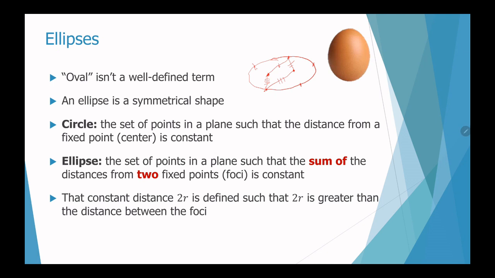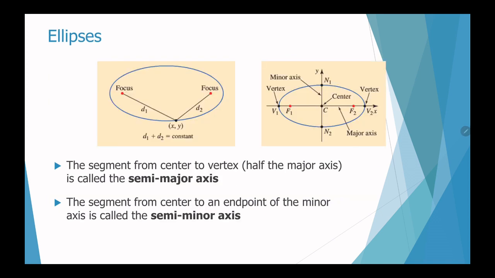We also know that the constant distance 2r is defined such that 2r is greater than this dashed line between the 2 points. 2r must be greater than that. All right. Oh, here's a much better picture. Okay. So we have our foci here and here, and we can talk about this distance as it moves around, but it'll always be constant.